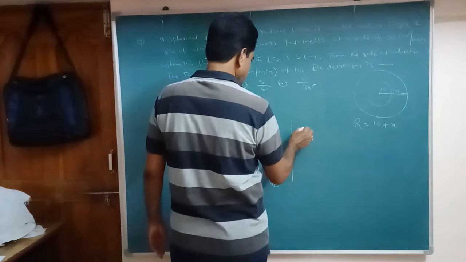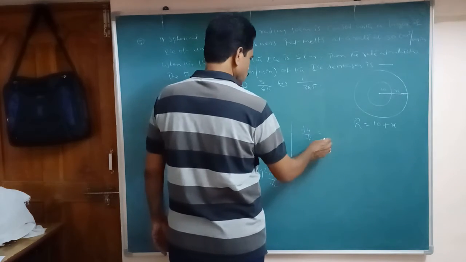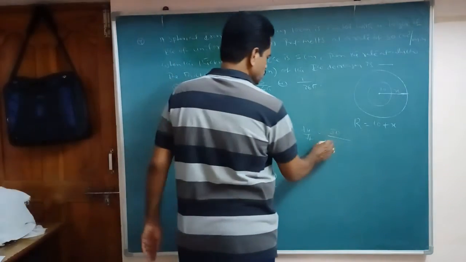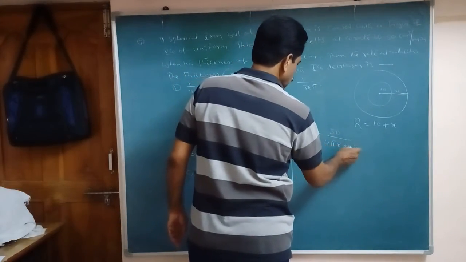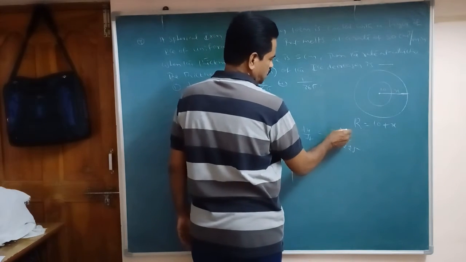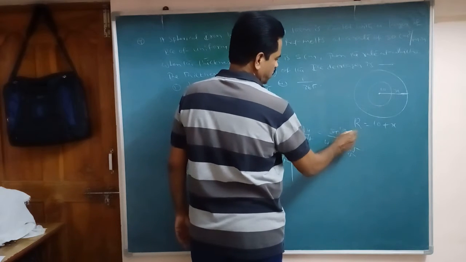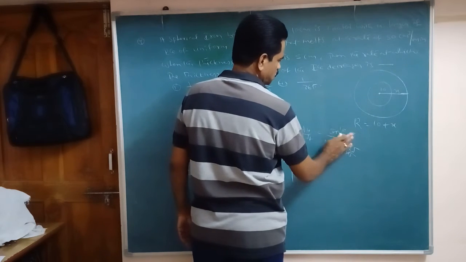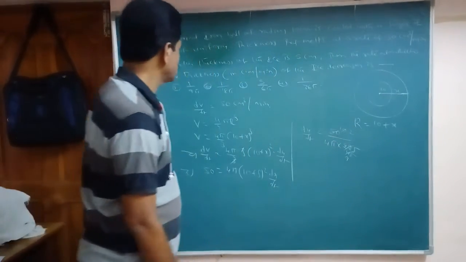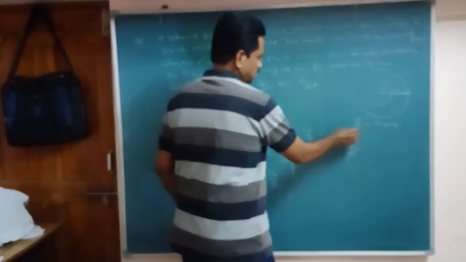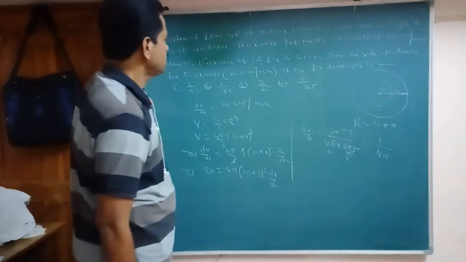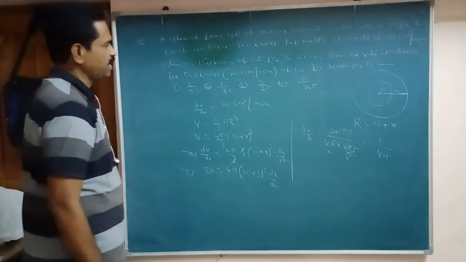So dx by dt equals 50 by 4 pi into 15 square. 15 square is 225. So this is 50 by 4 pi into 225, and 2 also cancels. That is equal to 1 by 18 pi. So the ice is decreasing at the rate of 1 by 18 pi centimeters per minute.